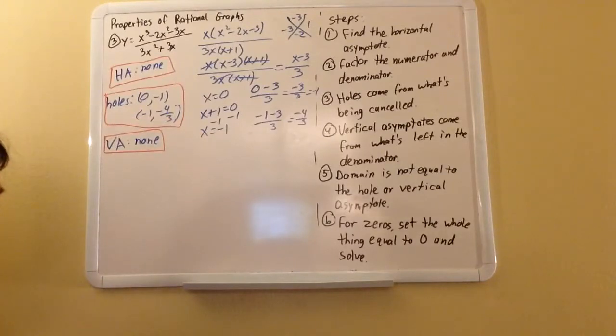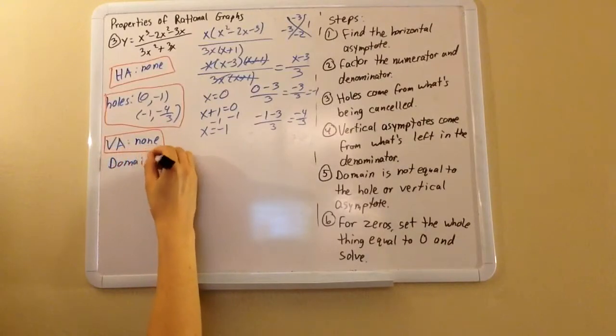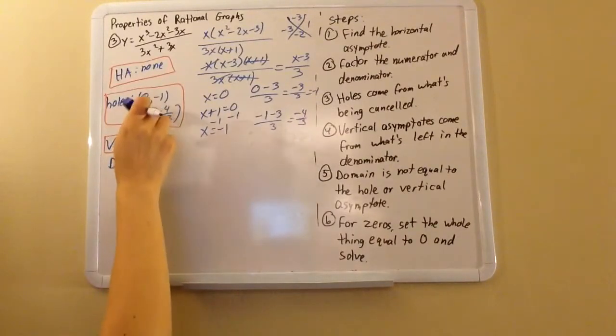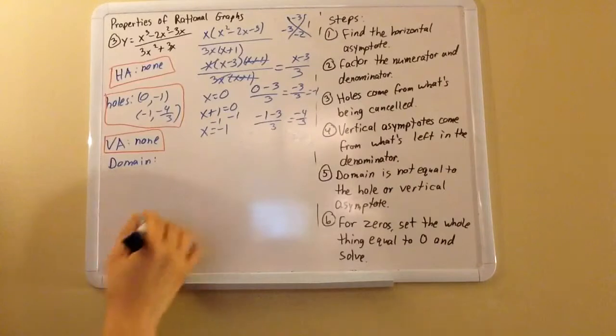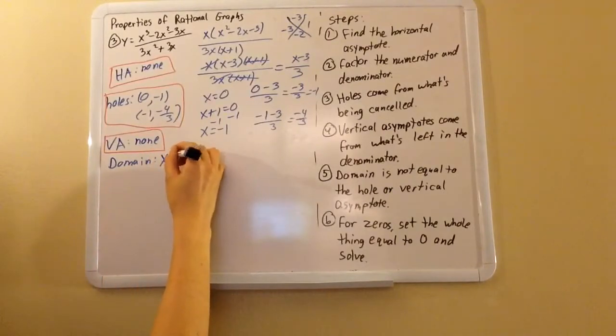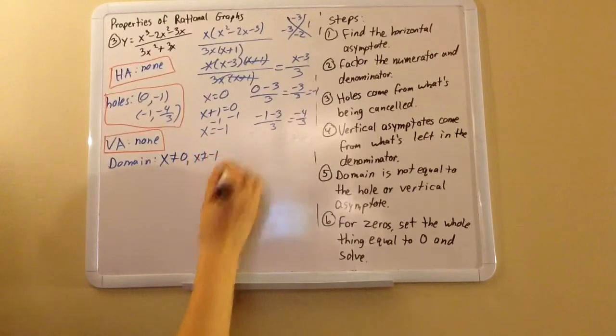Alright, now I'm going to look at the domain. So the domain here, remember, domain is not equal to the x-coordinates for the holes and the x-coordinates for the vertical asymptotes. Well, we don't have any vertical asymptotes, so we only really need to worry about the holes. So it's x is not equal to 0, and x is not equal to negative 1.